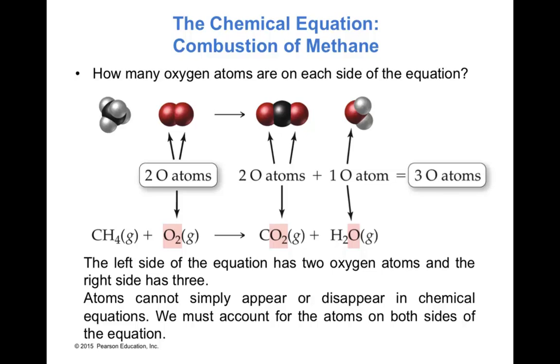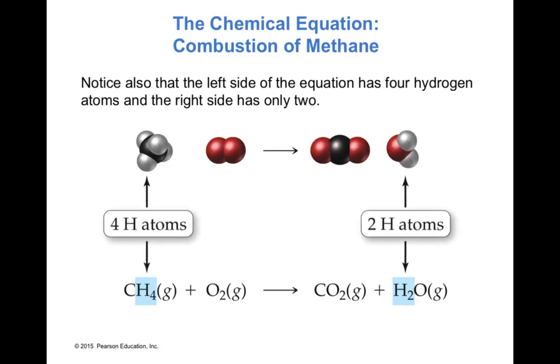Atoms cannot simply appear or disappear in a chemical equation. We must account for the atoms on both sides of the equation. So that means that we have an unbalanced chemical equation. We need to have a balanced chemical equation because we can neither create nor destroy matter.